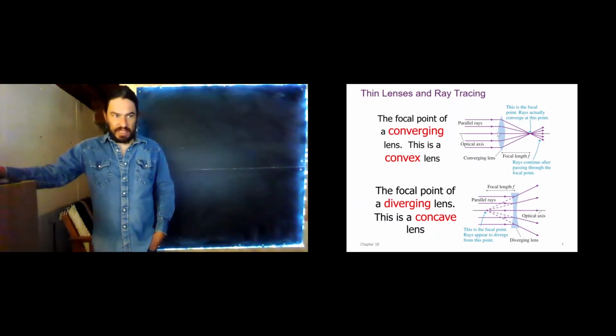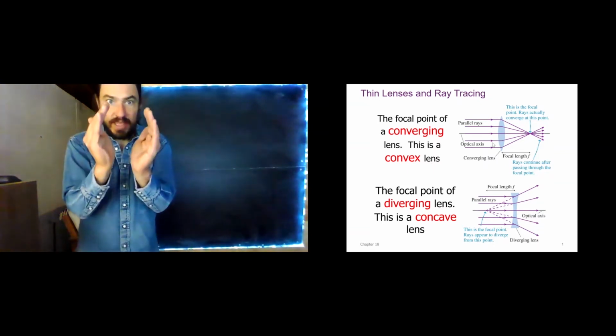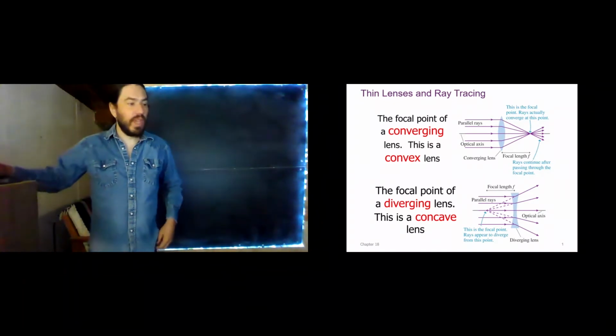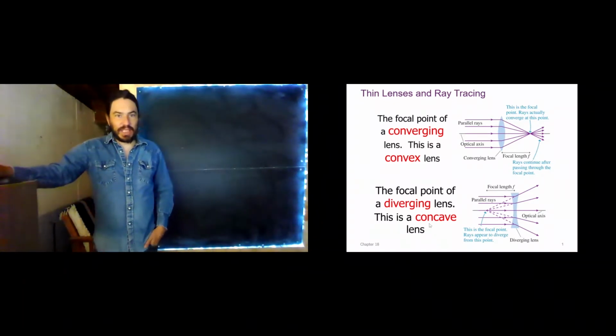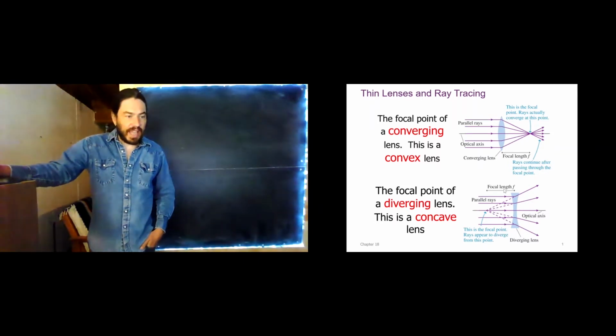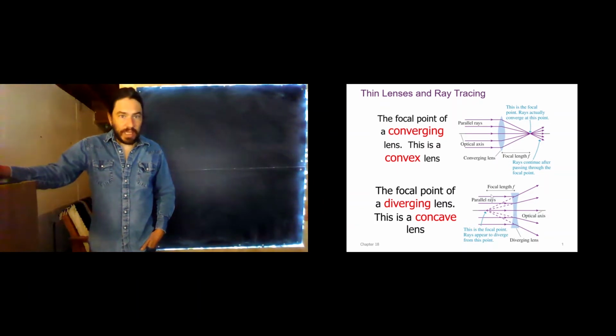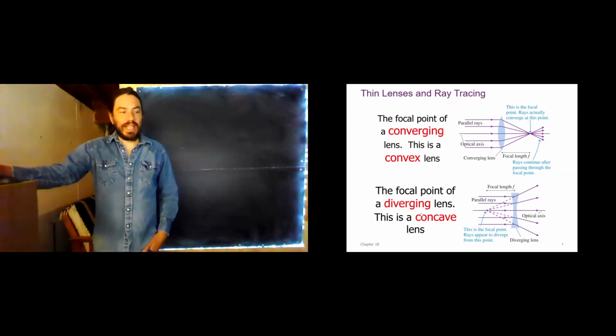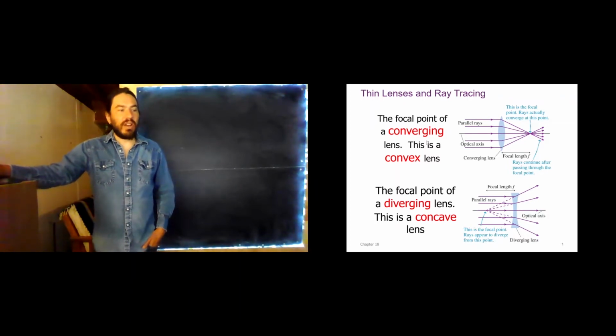The shape of this lens we call a convex lens. When it's shaped like this, that is convex. When it's shaped like this, that is concave. So this is a concave lens. And a way to remember that is that this is kind of like a cave, right? This side right here is a little opening, kind of like a cave. So in this case, a concave lens is a diverging lens, and a convex lens is a converging lens.